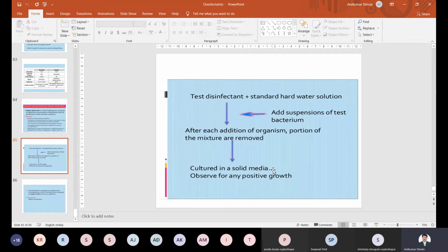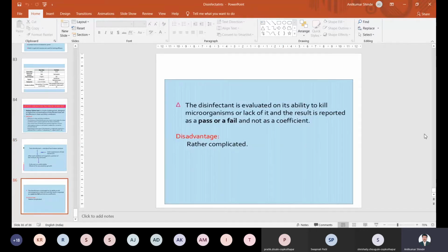Then we observe the growth. The same procedure we use for the dirty condition. So this is about the test which is used for that. The disinfectant is evaluated for its ability to kill the organism. The disinfectant concentration is fixed, but we can use different concentrations of the organisms, for example triple the concentration. The disinfectant solution concentration is fixed, but the organism concentration is different. Understand?